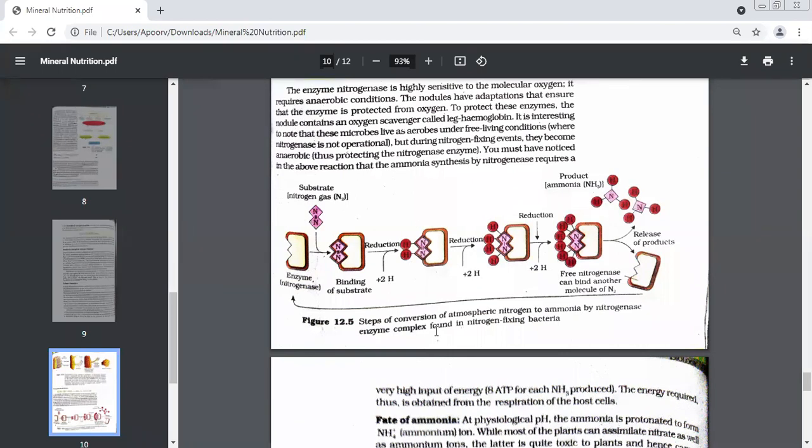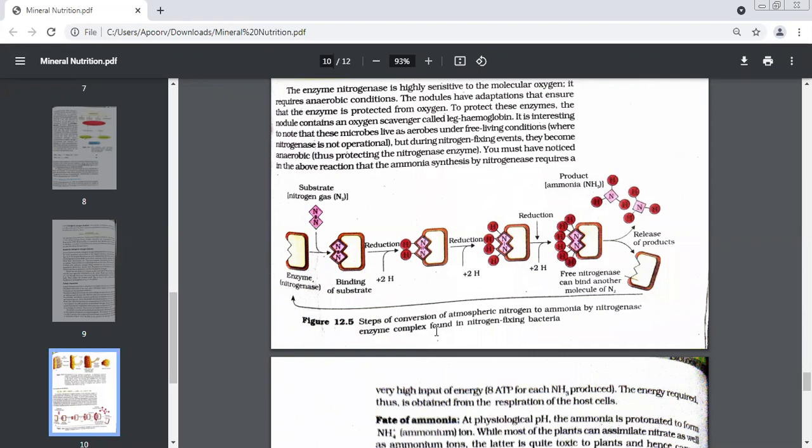So that means it does not like oxygen. It does not want to stay with oxygen. So it will obviously require anaerobic conditions. Now these nodules have some special arrangements, or special adaptations, that ensure that the enzyme is protected from oxygen.